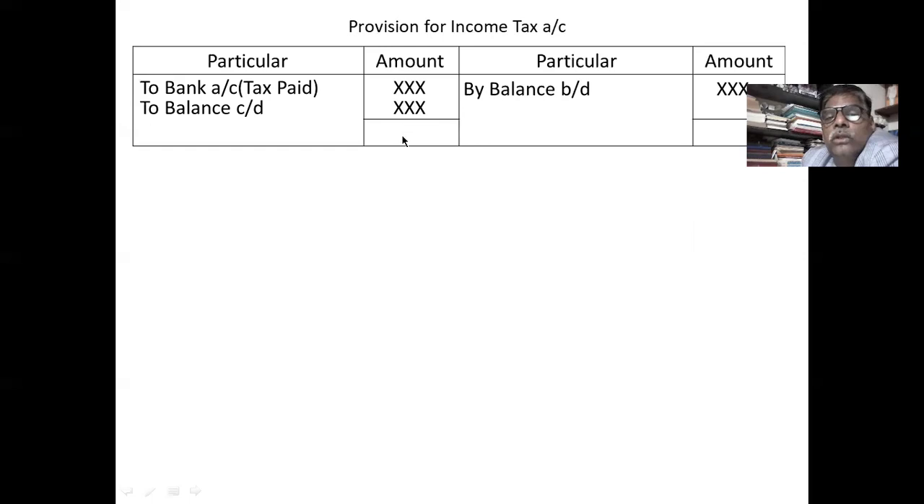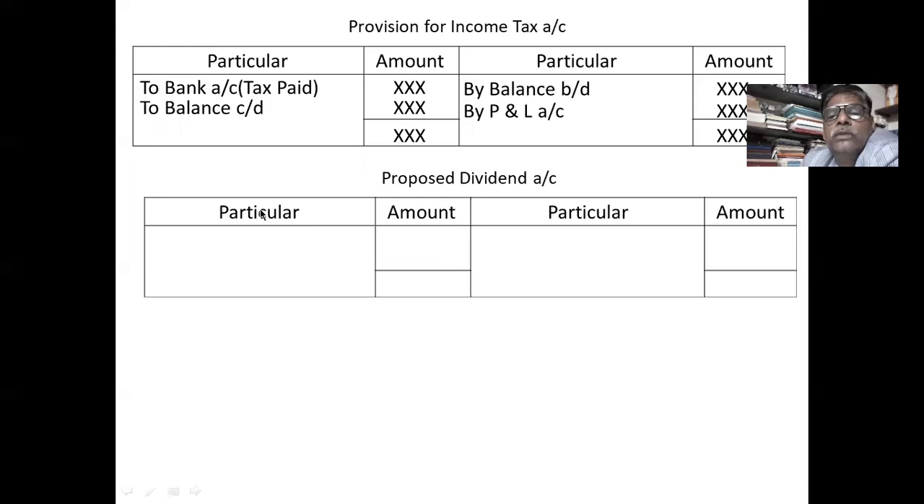Okay, then you take the total of this column. Take the total of the debit side and credit side. Then the difference, whatever comes, that difference is called as by P&L account. By P&L account means it is the current year provision. Okay, if current year provision is given, write by P&L and ascertain to bank. This is the provision for income tax account. In the same way, proposed dividend account. In the proposed dividend account also, you write by balance brought down, to balance carried down.